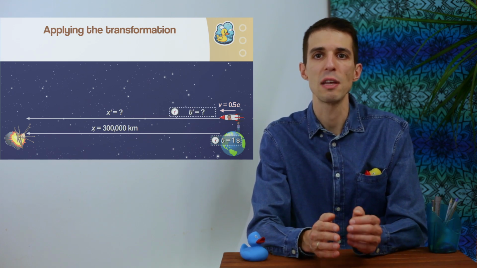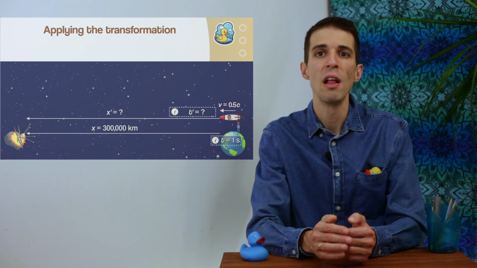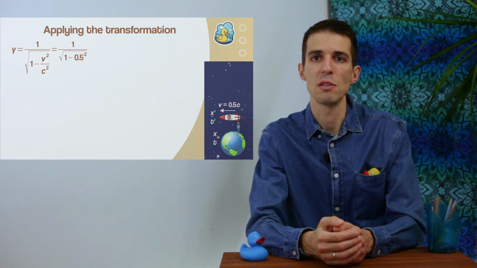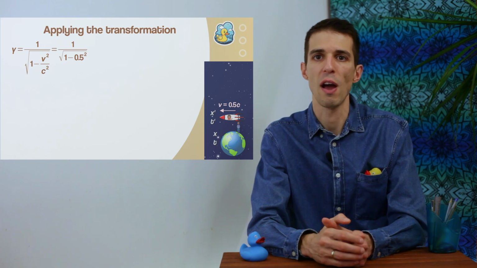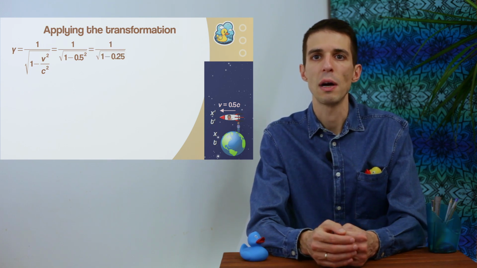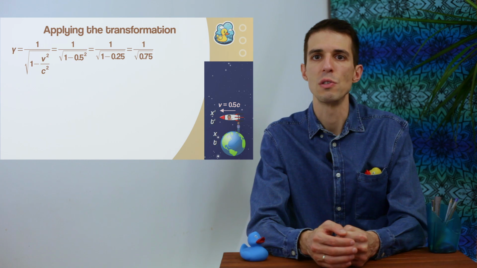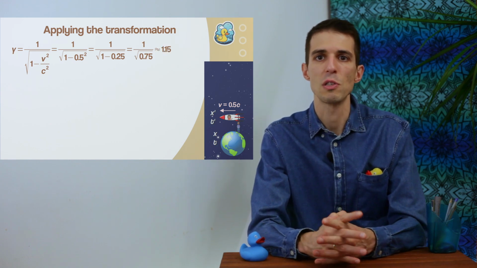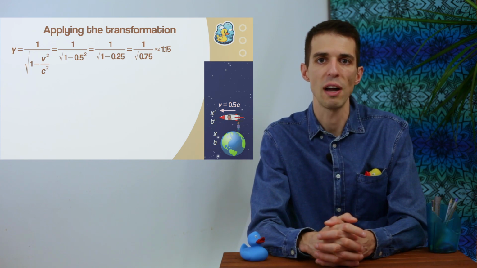We want to calculate the position x' and the time t' of the event as measured by the observer on the spaceship. First, calculate gamma. Gamma equals 1 divided by the square root of 1 minus 0.5 squared, which is 1 minus 0.25, or 0.75, below the square root. The value of the gamma factor is approximately 1.15.